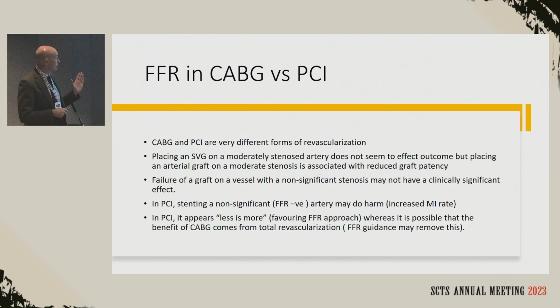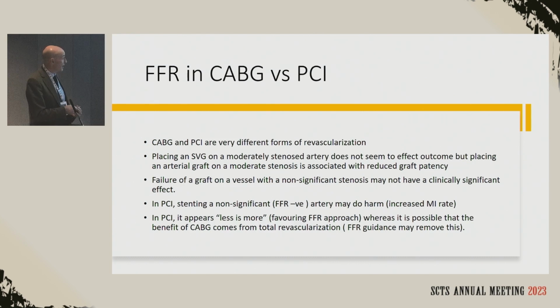And so I think PCI and CABG are very different types of revascularization. If you're placing a vein graft on a moderately stenosed artery, it doesn't seem to affect the outcome. But if you're placing an arterial graft on a moderately stenosed artery, then you have lower patency rates. But if a graft fails on a vessel with a non-significant stenosis, then it's probably not going to result in a clinical outcome anyway, because the artery isn't significantly stenosed.